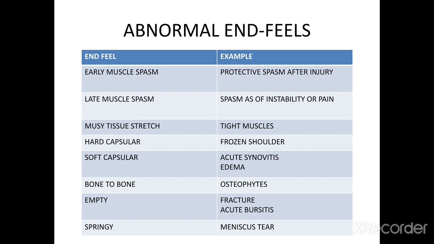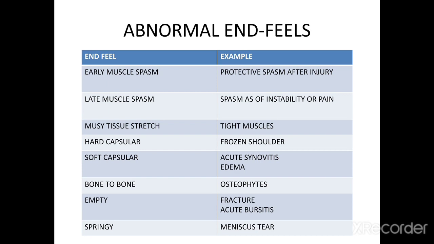Now next is capsular end feel. It is divided into two types. One is hard capsular and second is soft capsular. Hard capsular is seen at the end of the movement, and it is usually seen in chronic conditions or full-blown capsular patterns. There is an abrupt stop at the end of the movement. The classical example of the hard capsular is the frozen shoulder.